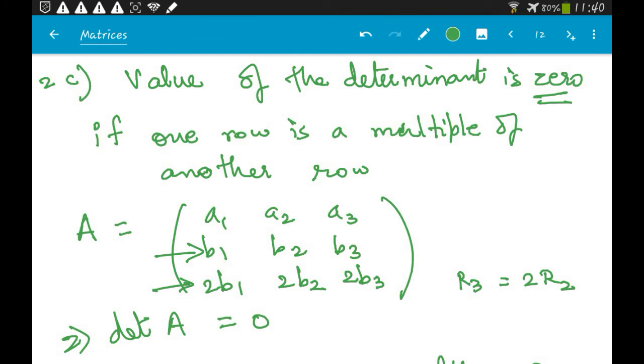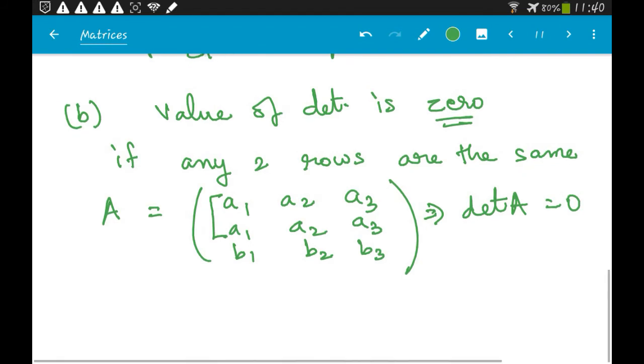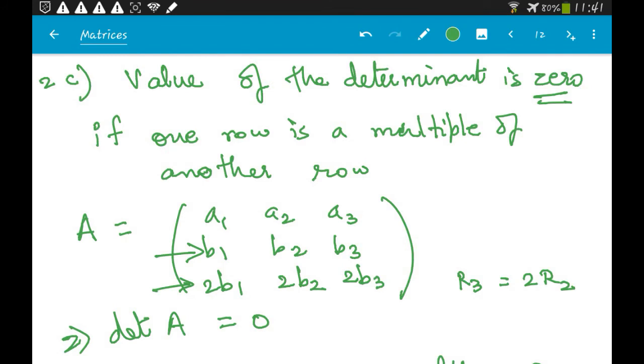And here also it is true for rows and columns. So if any two columns are the same, then the determinant of A will be 0. Okay, so this is true here as well.